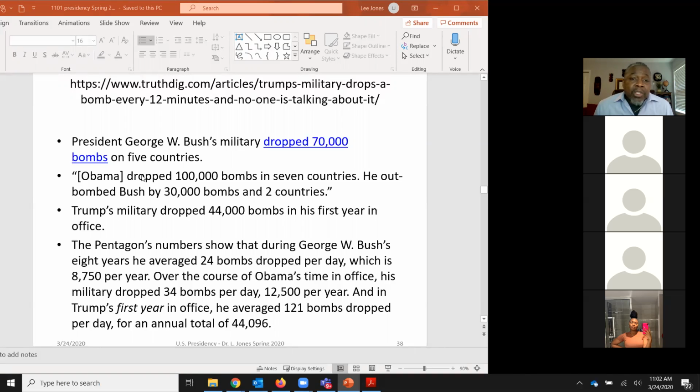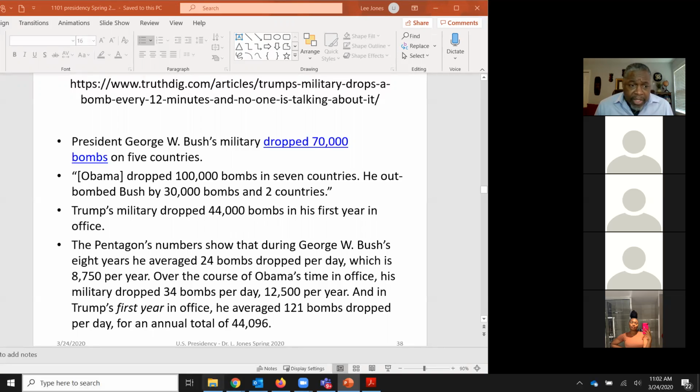So Obama comes into office looking at Bush dropping 70,000 bombs, and over the 8 years of Obama's presidency, he dropped 100,000 bombs and dropped them on 7 countries. Okay. Now, I have not seen numbers for how many bombs the Trump administration has dropped in 2018 and 2019, but in 2017, those numbers are out there and they are clear.